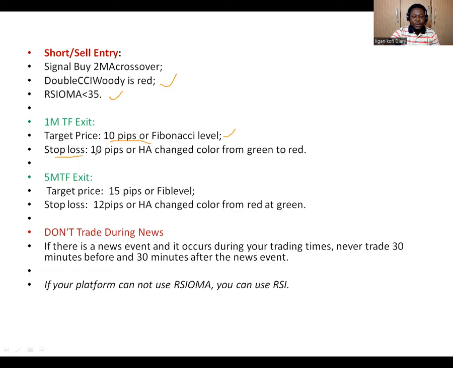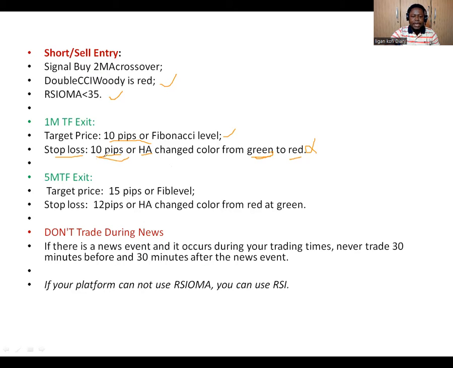And then a stop loss of also 10 pips, which is a ratio of 1:1. Or the Heiken Ashi tool that is part of the tools should change color from green to red. That is on the 1 minute time frame. If you are buying and the color changes from green to red, it means the direction is changing and it's time for you to exit. So either you set your take profit or your stop loss to be 10 pips, or you exit when it changes from green to red.